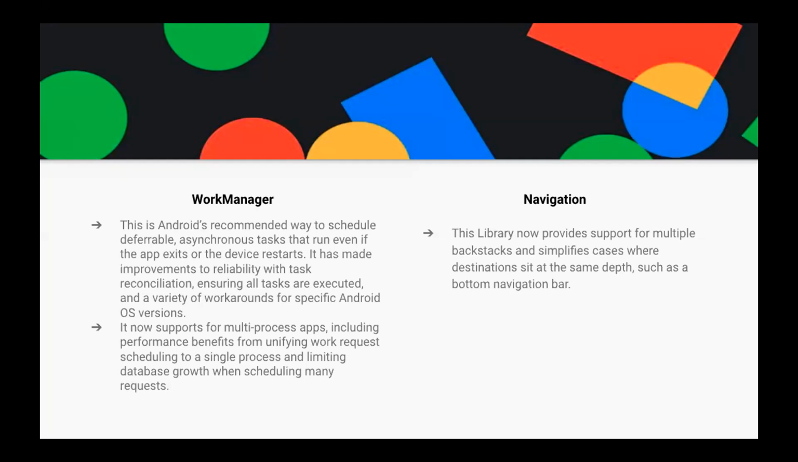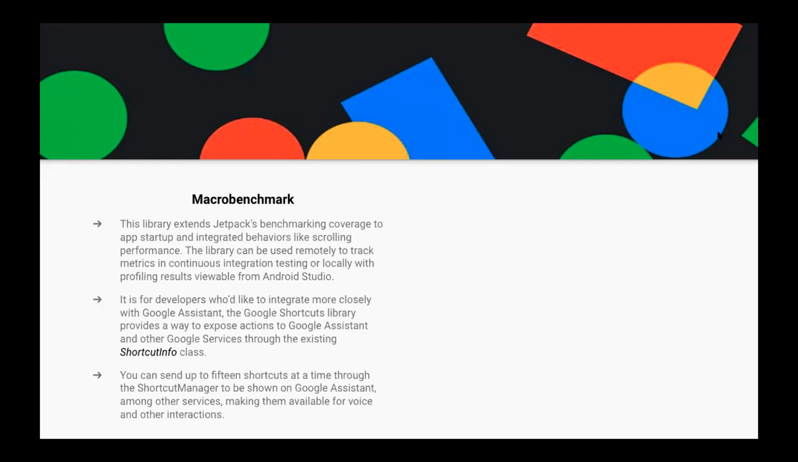With Navigation, there is now support for multiple backstacks, simplifying cases where destinations sit at the same depth, such as the bottom navigation bar. There are still more APIs being developed to make it better for use. We have Macrobenchmark. It's a library that extends Jetpack's benchmarking coverage to app startup and integrates behaviors like the scrolling performance.